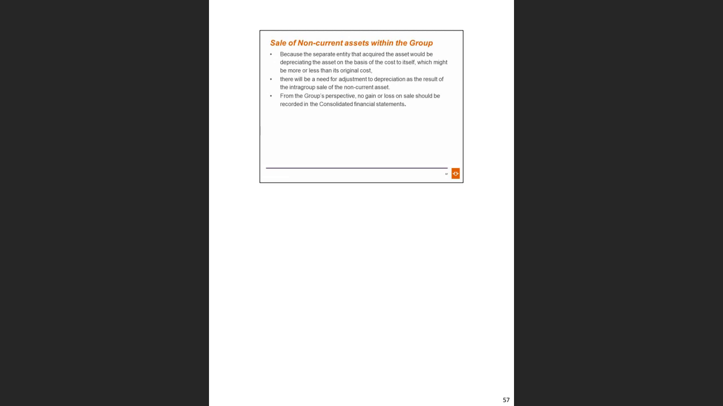So obviously if S sells a vehicle to P, P acquires that vehicle at a different amount to what it was originally bought. And then P will depreciate that asset based on that new cost to itself. So from the group's perspective though, no gain or loss on sale should be recorded. So like I said, if S sells a vehicle to P, it is fine in the separate financial statements, but in the group financial statements, it doesn't make sense because you basically sold an asset to yourself. So we will need to reverse this sale. Okay, so let's have a look at an example, and I'm sure that'll answer all your questions.